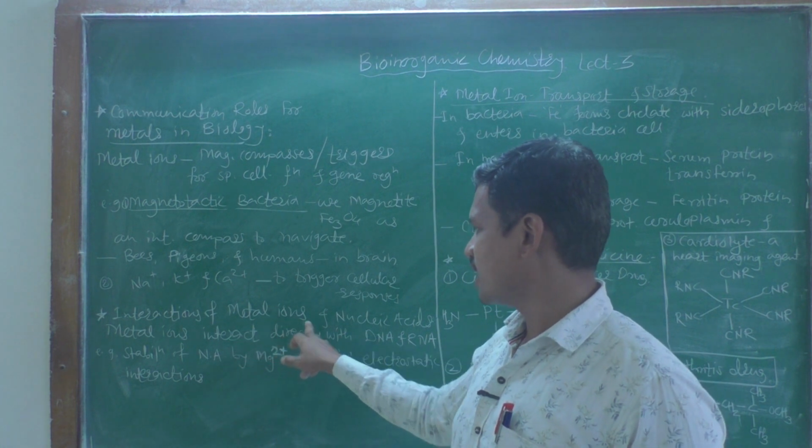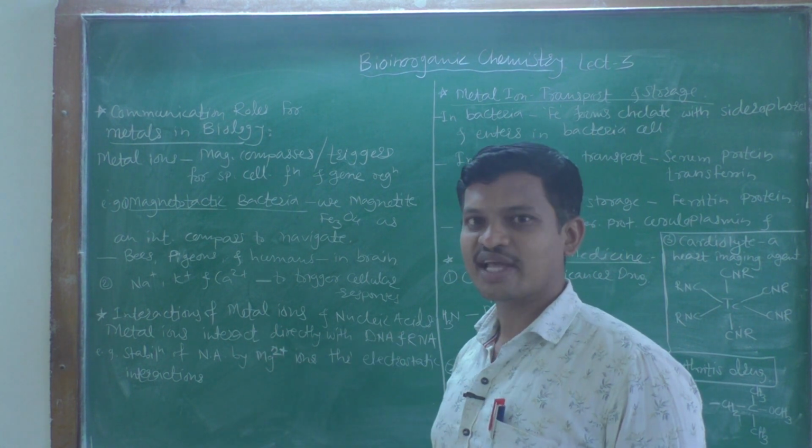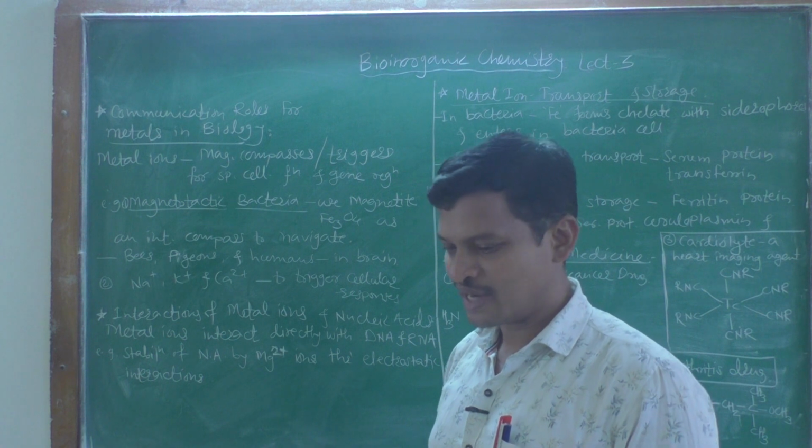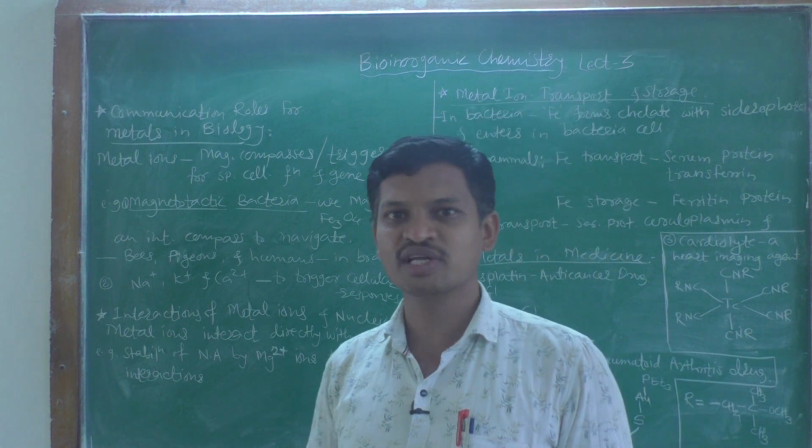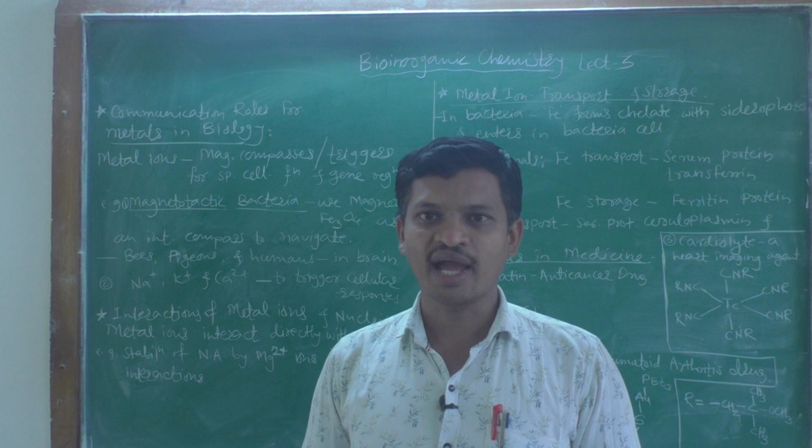Then the next point is interactions of metal ions and nucleic acids. Nucleic acids are basically of two types, DNA and RNA.